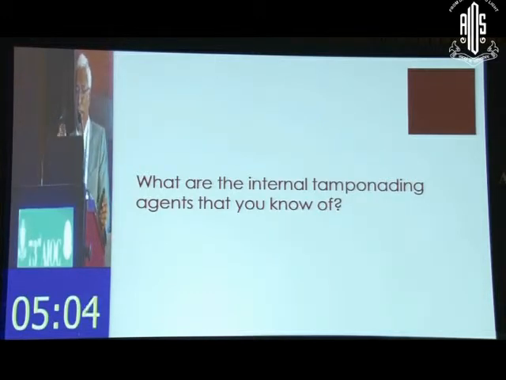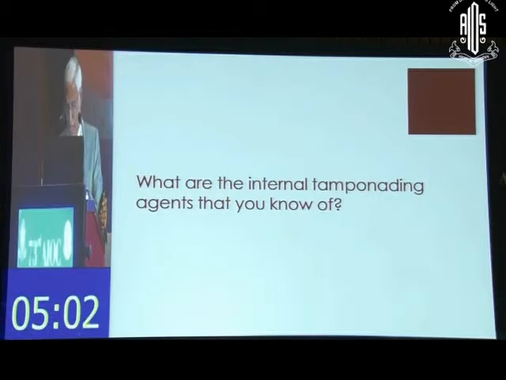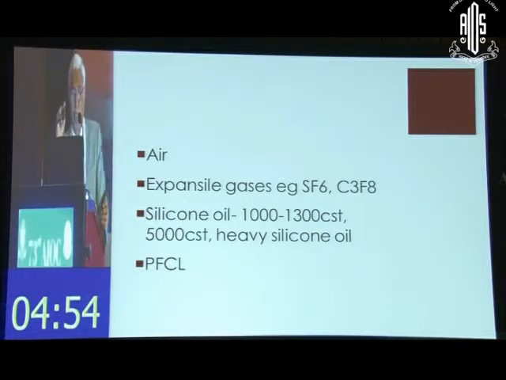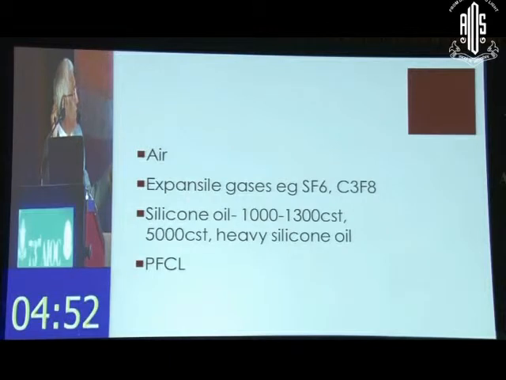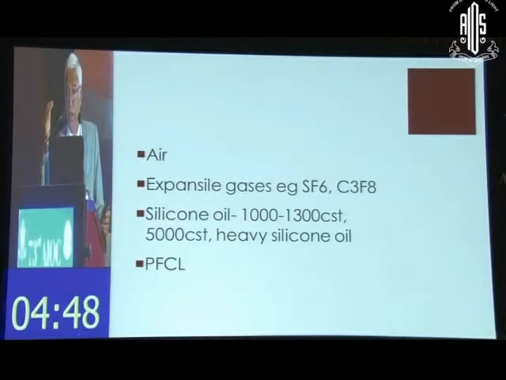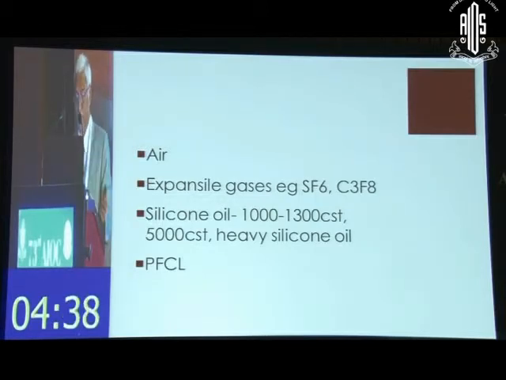What are the internal tamponading agents that you know of? Is another commonly asked question. Okay, we've got the air, expansile gases, silicone oil, and perfluorocarbon liquids. The air, expansile gas, and silicone oil are used after surgery as well. But PFCLs are mostly used as an intraoperative tamponading agent and not as a postoperative agent because it tends to emulsify fast and causes a lot of toxic reactions.